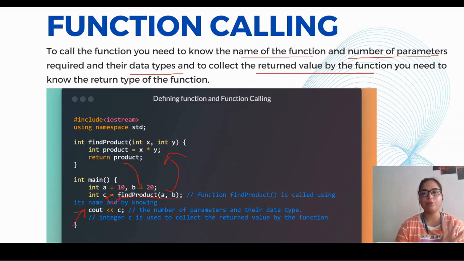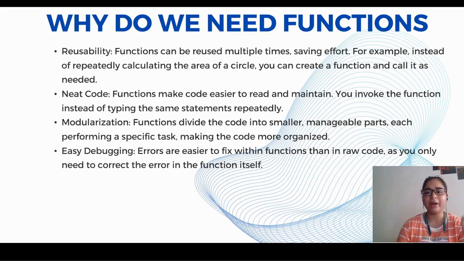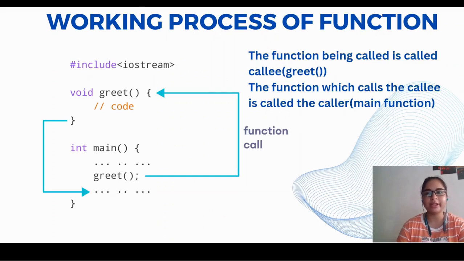What are the four things that we need to keep in mind? They are the name of a function, the number of parameters, the data types of those parameters, and the returned value by the function. Which return value are you collecting? We need to keep that in mind whenever we are calling a function inside the main function. Next was why we need functions in our program. Next was the working process, how this process overall goes.